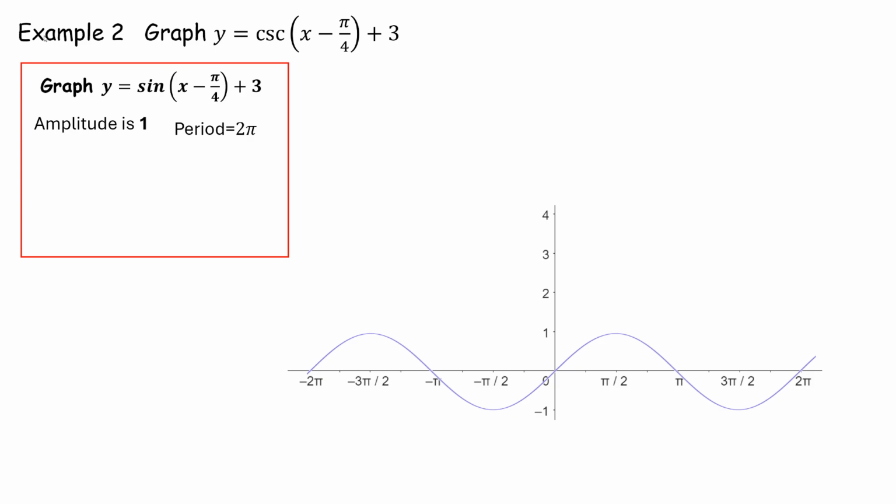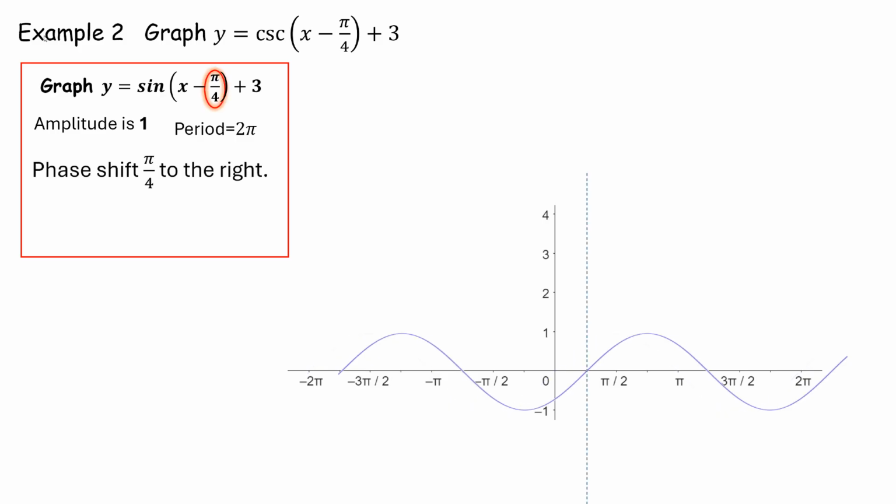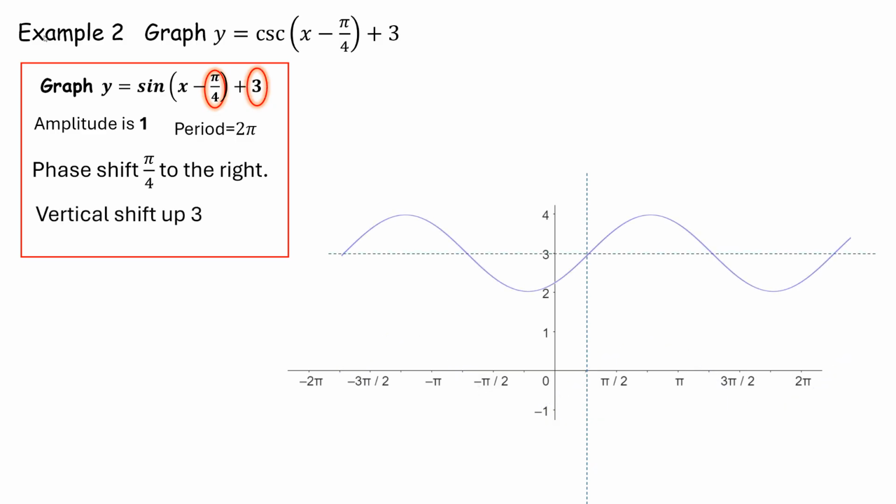So it's just a regular looking sine function to start with. And then we notice there is a phase shift. Minus pi over 4 means that it's going to be shifted to the right pi over 4. So that's what we have. And then plus 3 after that means that we need to shift it vertically up 3. So that's going to look like that. So kind of our new x-y axes are right there.